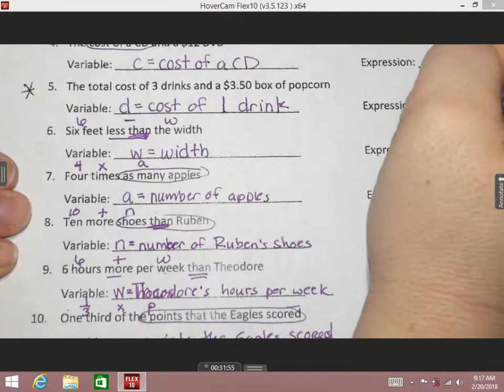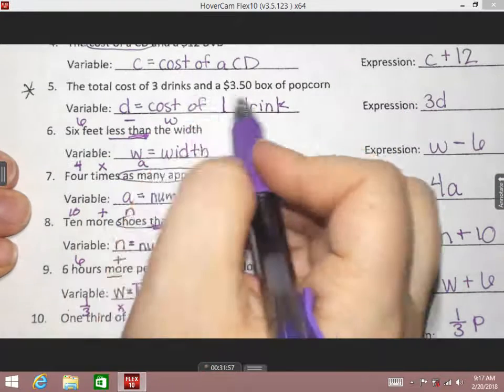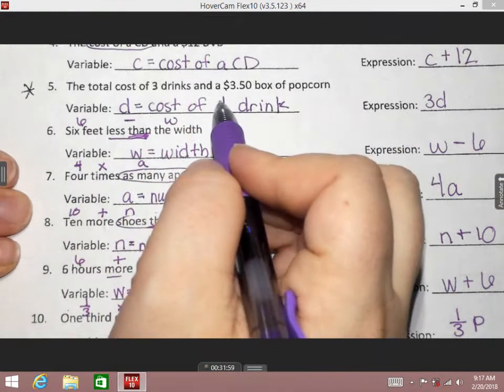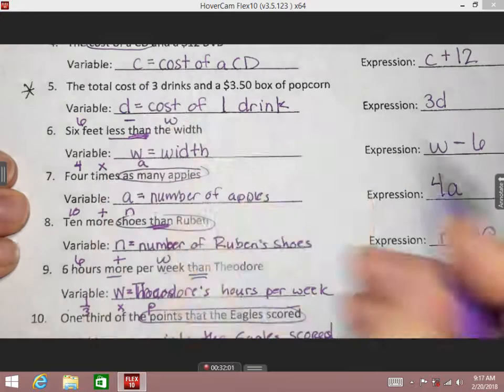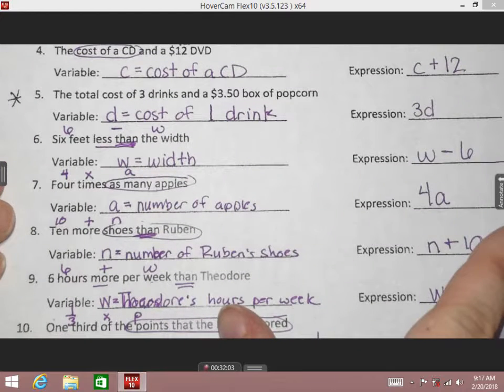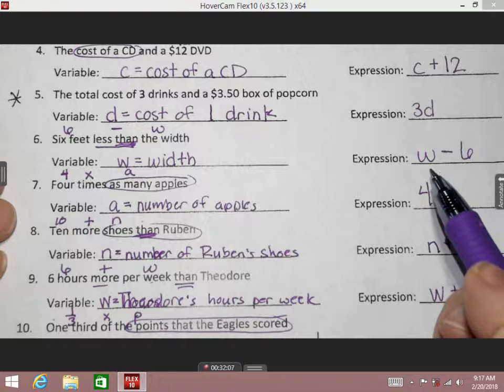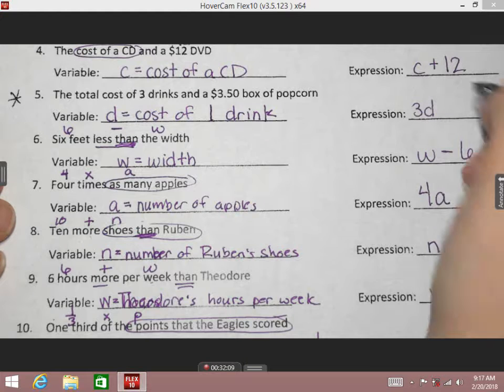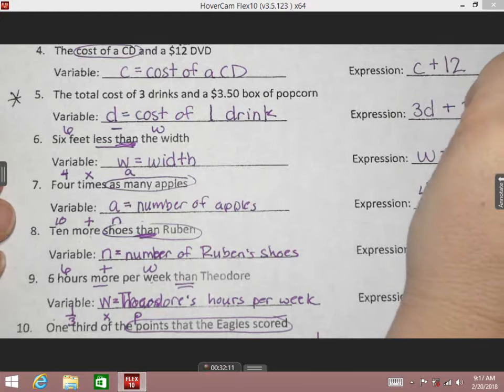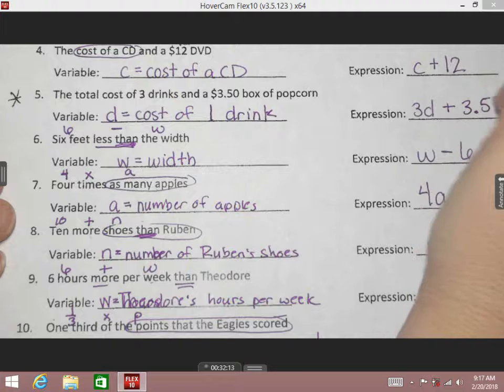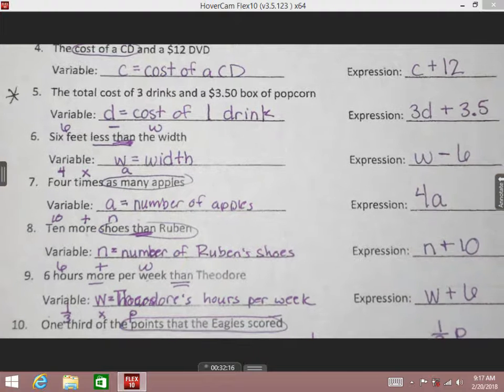So we're going to do 3D because that's 3 times the cost of 1 drink because there are 3 of them. All right, now what else do I need to do to find the total cost? That's all 3 of my drinks. Now what do I still have to add into that? Plus my popcorn. And how much is my popcorn? $3.50. So you can put plus 3.50 or just plus 3.5.